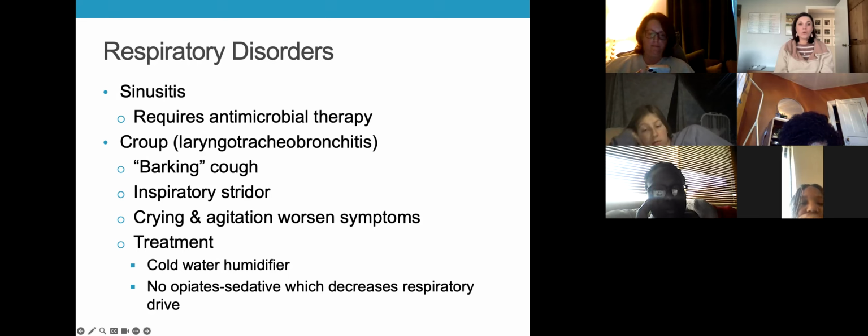We can either use a cold water humidifier in the hospital. So you'll see we'll put them in a croup tent, which is like an oxygen mist tent that has a lot of humidity in it. At home, you can see parents putting them in the bathroom and running a really hot shower. So you get all the steam from the shower filling the bathroom to help relax those airways, alleviate that stridor, and help reduce that cough. It's really important that we don't give opiates when we are dealing with croup, because the sedative effect of opiates will decrease our respiratory drive.